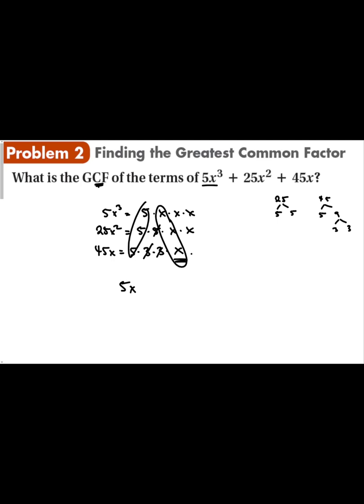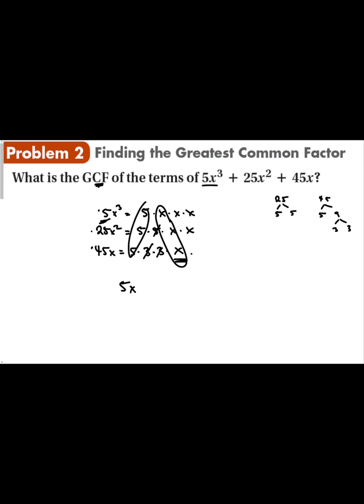Okay. Some shortcuts for this is we look for the numbers. We look for the biggest number that divides into all 3 terms, and that's 5. Okay, hint, that's prime, so it has to be divisible by 5.